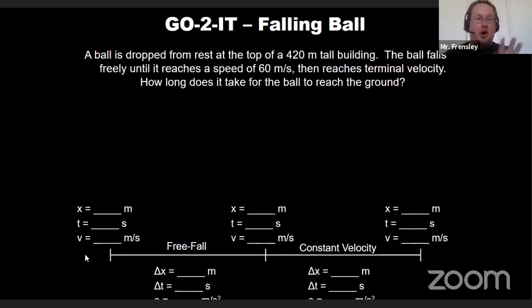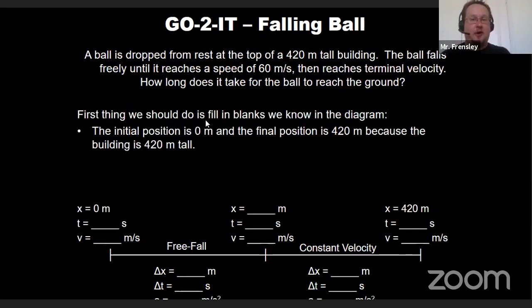Okay, so the ball is dropped from rest at the top of the 420-meter tall building. The ball falls until it reaches a speed of 60 meters per second, and then it quits accelerating, right? So first, let's talk about what I know already.